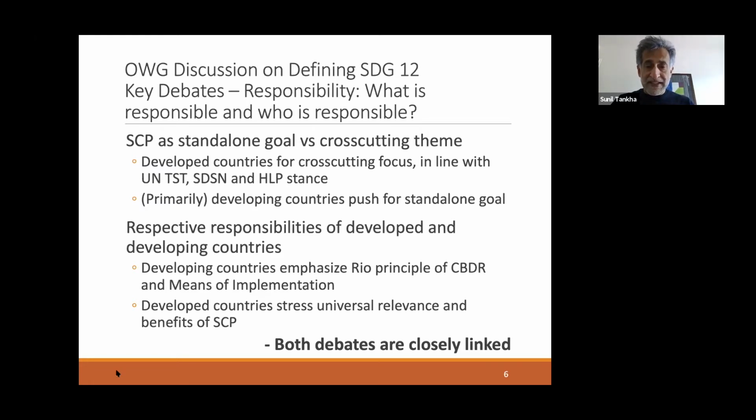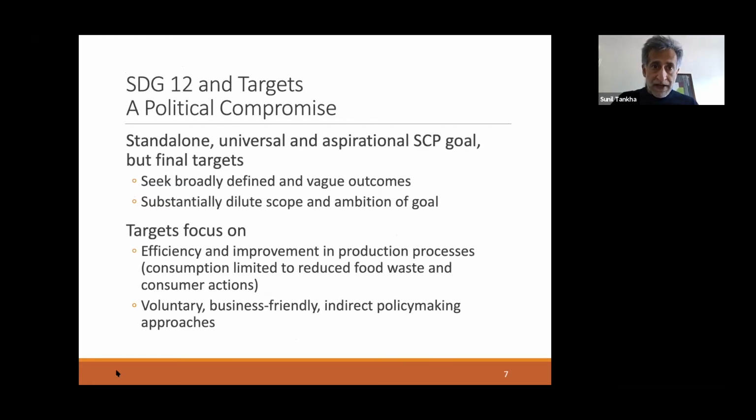So the focus really is on production. It's a political compromise which focuses on getting broadly defined outcomes, but they're very vague, and there's not much specificity to it. And the target is really on production and a voluntary, business-friendly approach than other observers and activists might have liked.